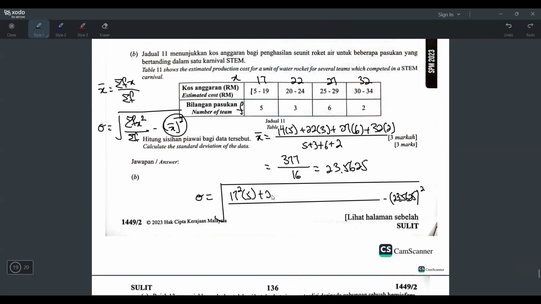Next one, x saja kena square. So 22 square times 3. And then repeat the same. 27 square times 6. And then repeat 32 square times 2. Divide total frequency 16. Okay. So now, we just have to tekan all this. And then we will get the answer.